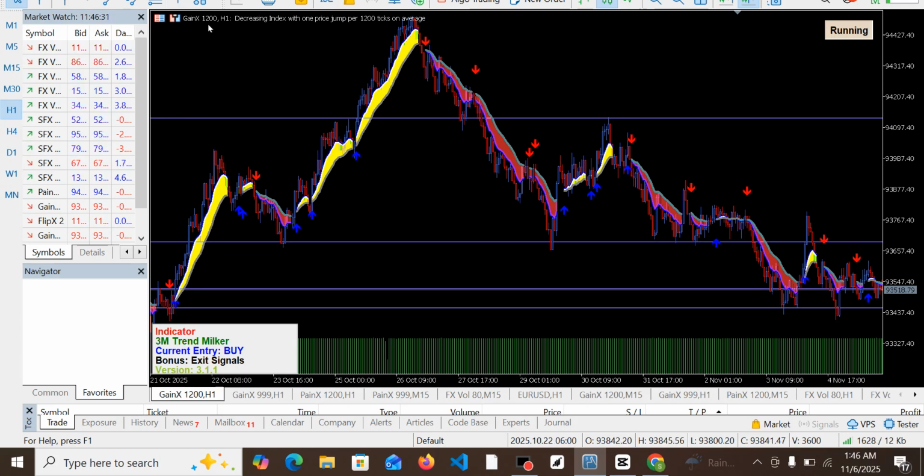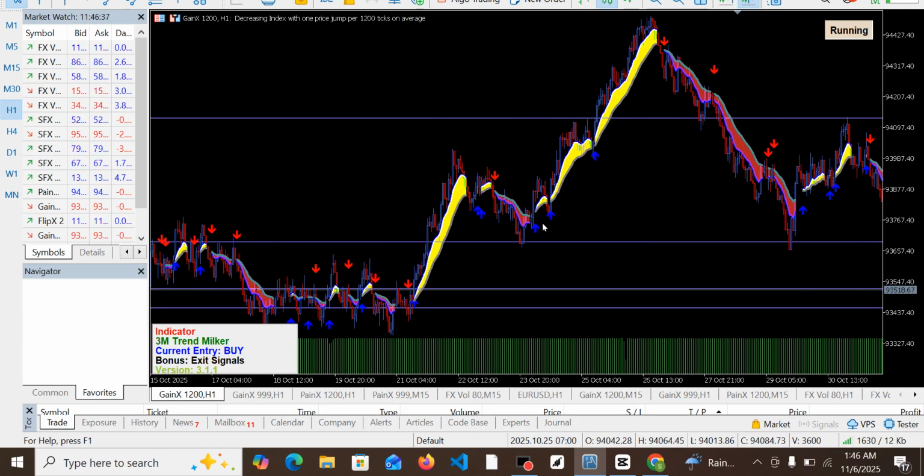So this is GainX 1200, and of course this is a live chart, and this is H1. So let's quickly check this out. This actually got to the support zone at this region. You can see it playing around there. So it switched from a downtrend, which is the red color, into a yellow color at this point, and of course we got a buy signal.